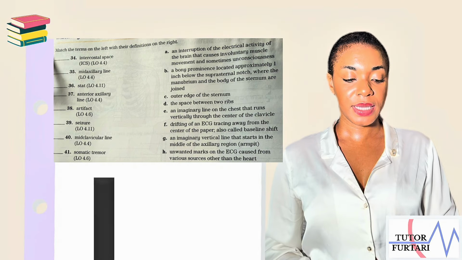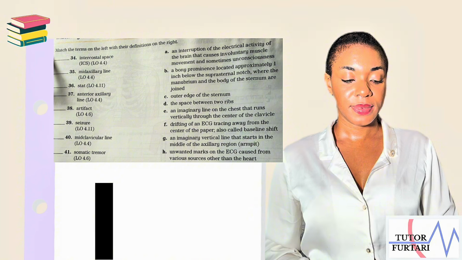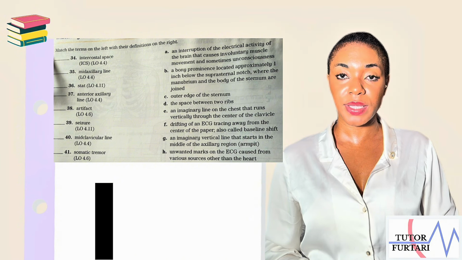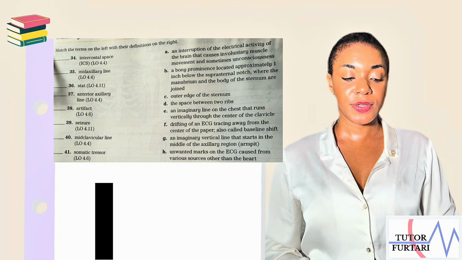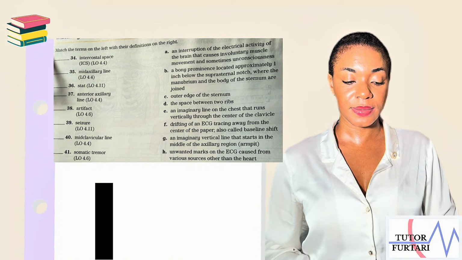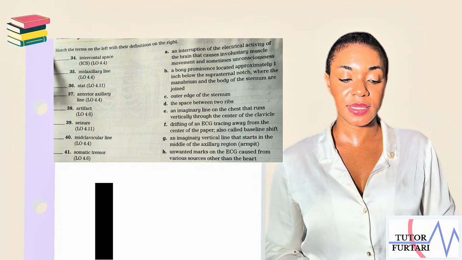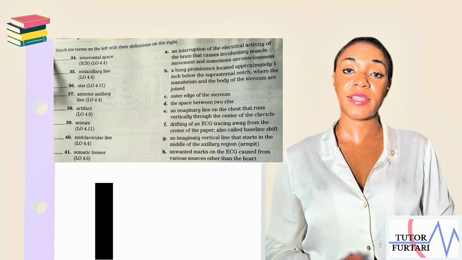34. Intercostal space means what? The answer is D, the space between the two ribs. 35. Mid-axillary line is what answer? H. Imaginary vertical line starting in the middle of the axilla.